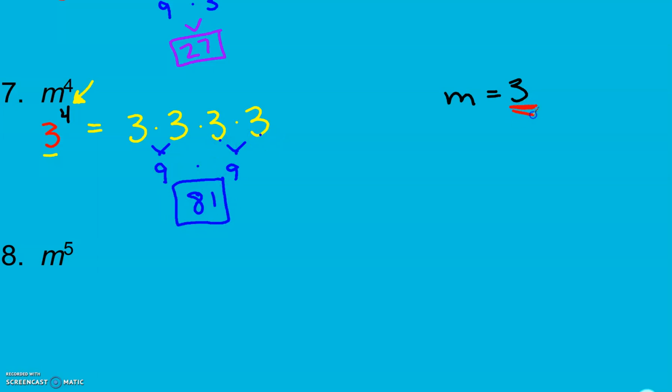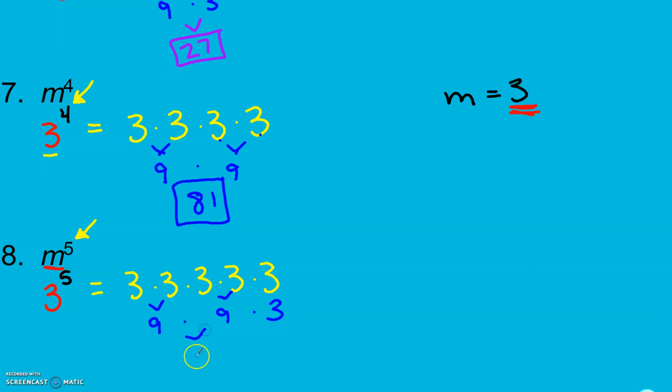And in 8, m is 3. So everywhere I see an m, I'm going to write a 3. I still have to the 5th power here. So first thing I'm going to do is write this out as repeated multiplication. I have 5 3's because it's to the 5th power. And now I am going to simplify. 3 times 3 is 9. 3 times 3 is 9. And I still have that last 3. 9 times 9 is 81 times 3.